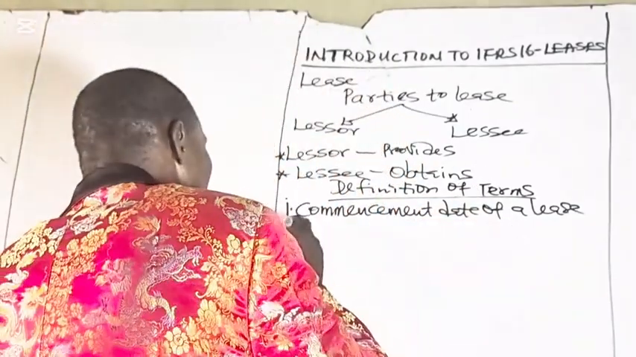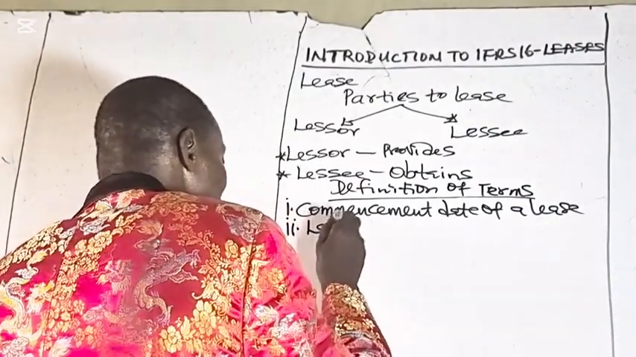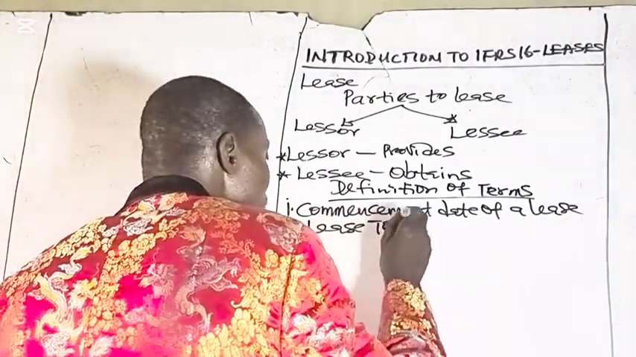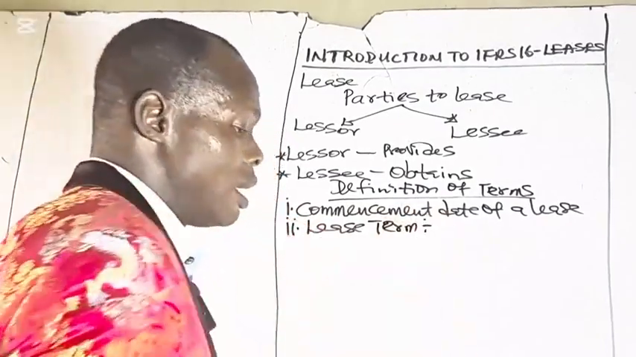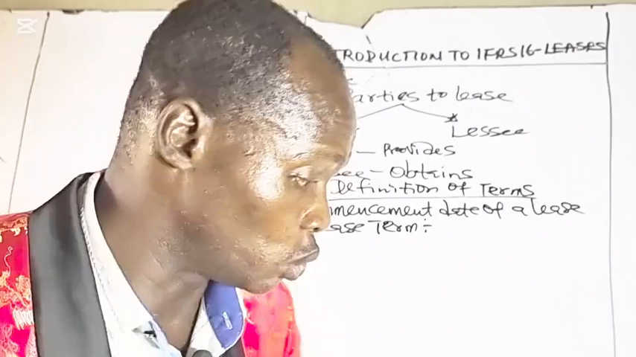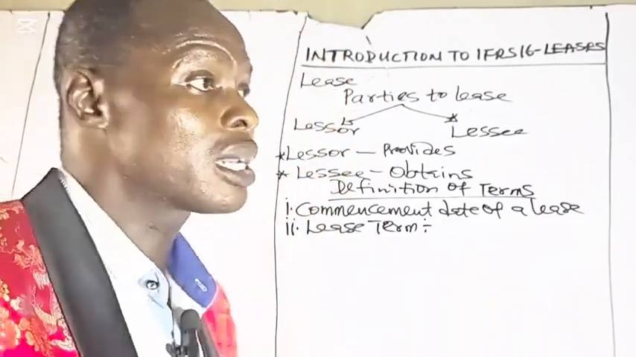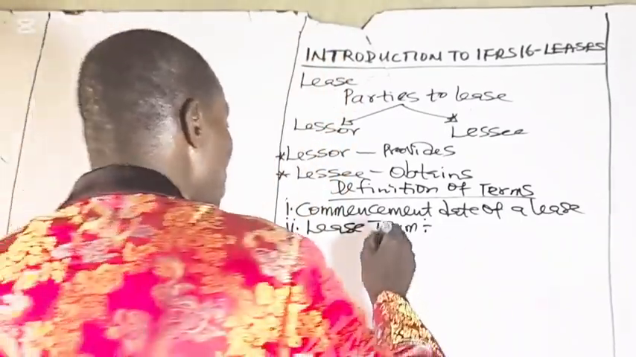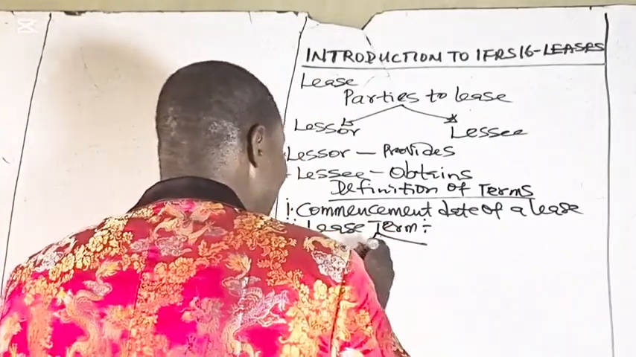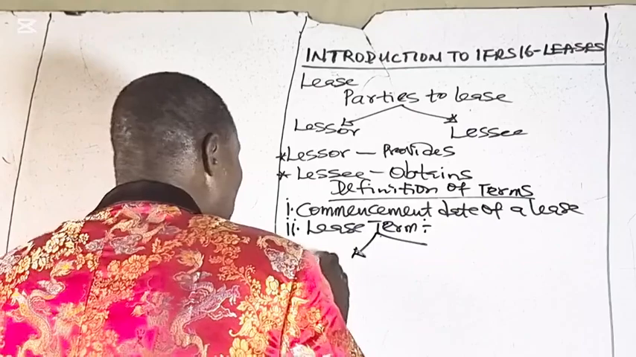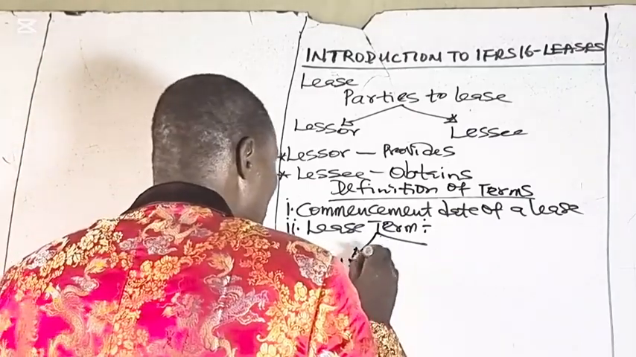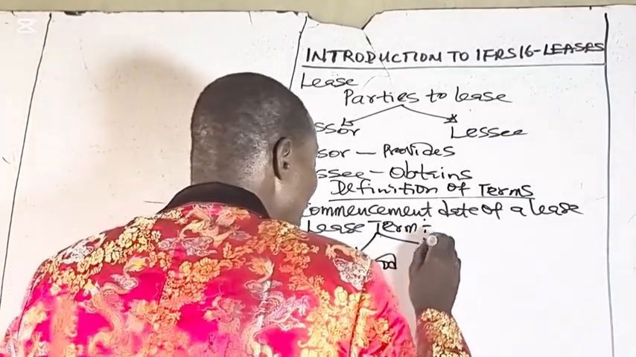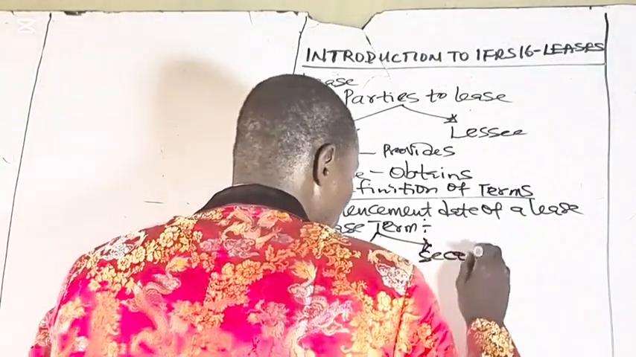Then the second term we will examine is the lease term. The lease term can be divided into two. We have the primary period and the secondary period.